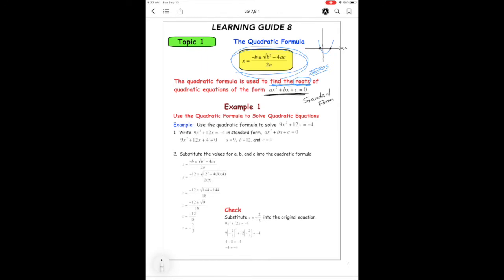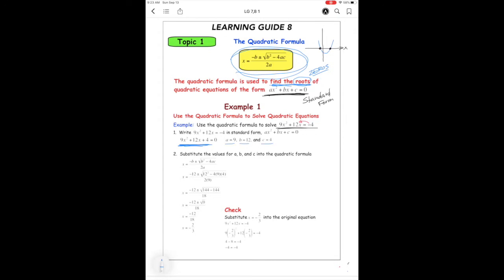All right, so when we are using the quadratic formula, in this first example, right here, I look at it and I realize it's not in standard form. So I have to do some rearranging. So I'm going to take this 4 and bring it over. All right, so you've got to get it into equaling 0. So now I have it in standard form right here.